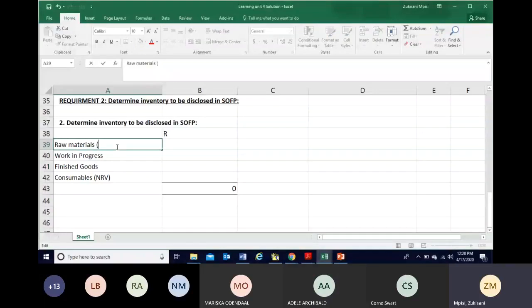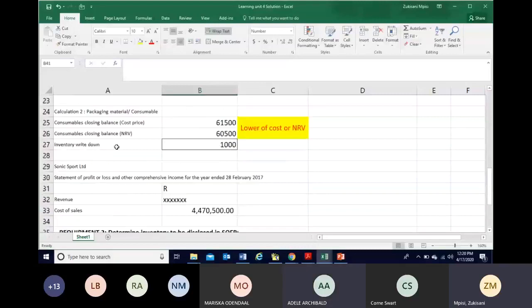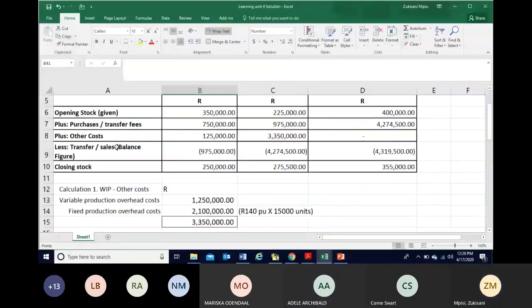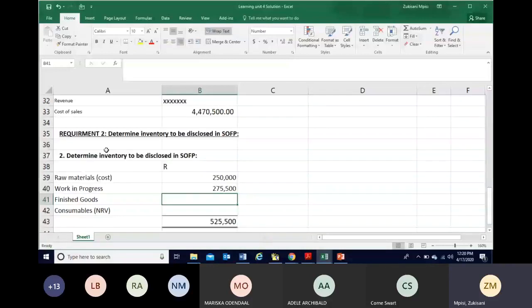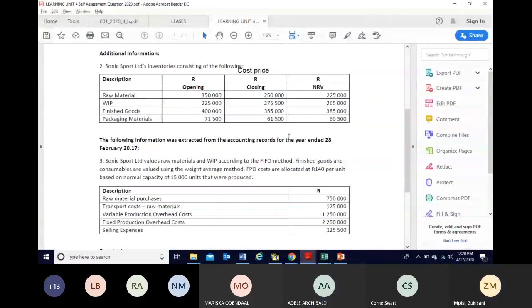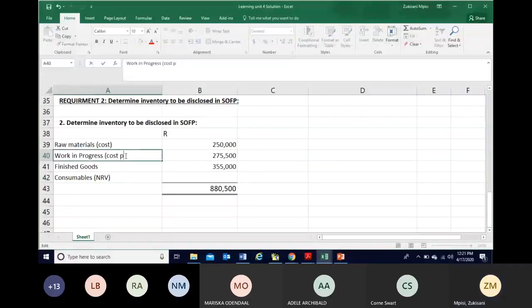Remember, we have already tackled this question. So we have said that the closing balance for your raw materials will be 250,000 and your work in progress will be 275,500, because remember, on these two, our argument said, if finished goods are expected to sell at cost or above cost, raw materials and work in progress are not written down. So fortunately, when you're comparing your finished goods closing balance and your NRV, the lower is your finished goods, which is 355,000. So here we're using the cost price, and similarly here we're using the cost.